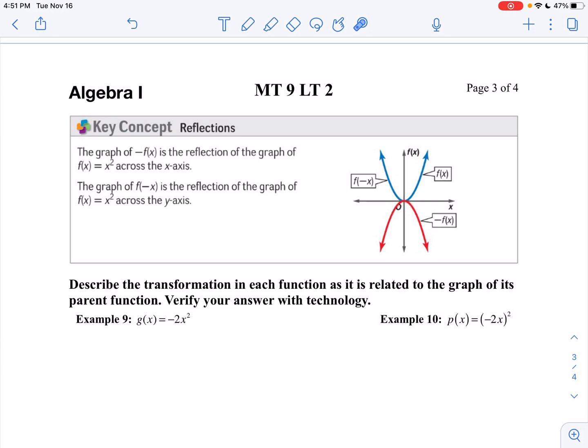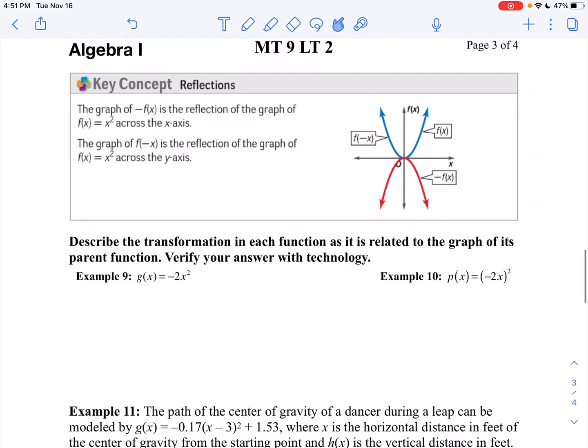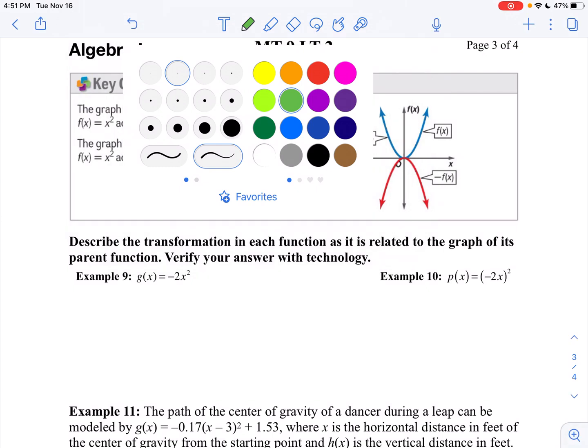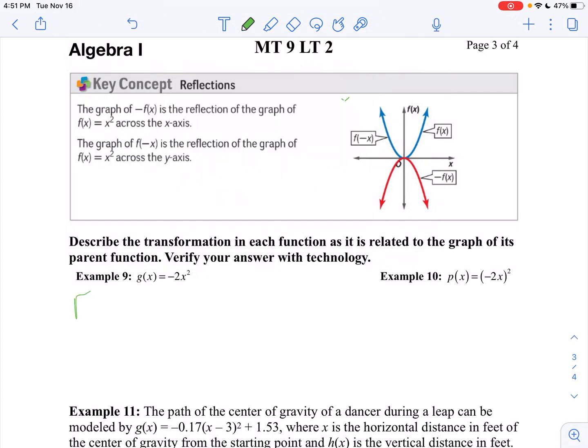So if I take a look at example 9, I want to describe each transformation as it's related to the graph of its parent function, and then I want to verify my answer with technology. So on example 9, because it's negative, we're going to flip it over the x-axis. Then I'm going to do a vertical dilation by a factor of 2. Vertical stretch.